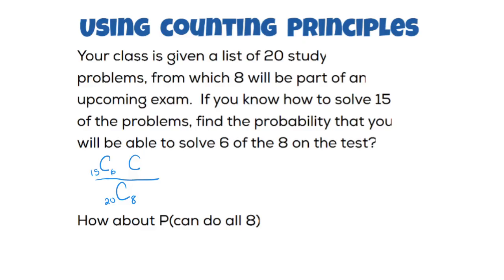So now I have to also account for how many ways then could the 2 that I don't know how to do, how could that play out? Well, that means if I knew how to do 15 of them, then that means 5 of them I don't know how to do. And of those 5, 2 are landed on the test. Okay, so now we type that in our calculator. And just doing that, I'm going to assume you know how to do your combinations, that you've done that lesson.